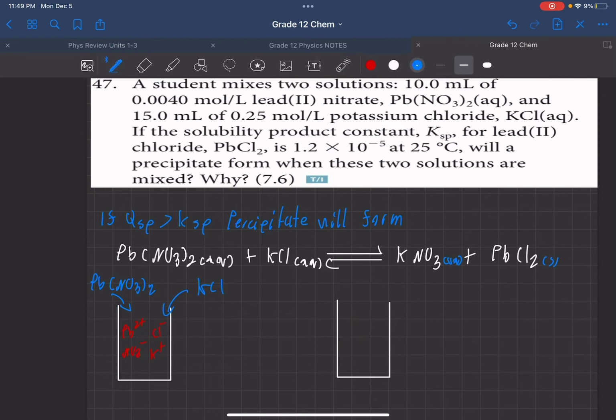Okay, so what's going on in this solution, right? So we have our potassium and our NO3, right? And now we have our precipitate. This guy's our precipitate.